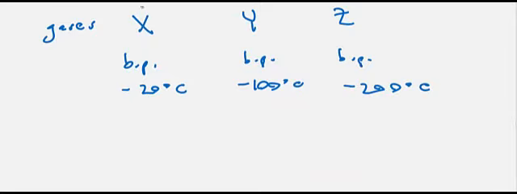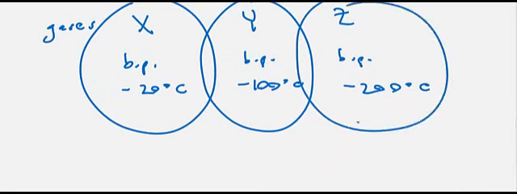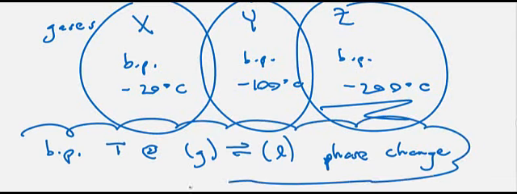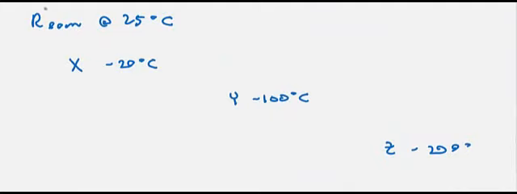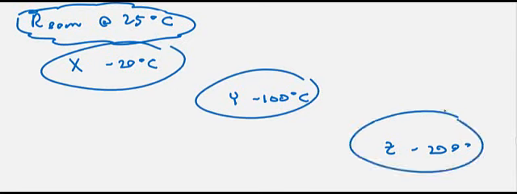Now, just for an example, let's say we have several gases. Gas X has a boiling point of -20 Celsius, Y has a boiling point of -100, and Z's boiling point is -200 degrees Celsius. The boiling point of something is the temperature at which the gas to liquid phase change occurs. Let's say we're under normal conditions, where room temperature is about 25 degrees Celsius. All three gases, X, Y, and Z, will appear to us to be gaseous under these conditions.